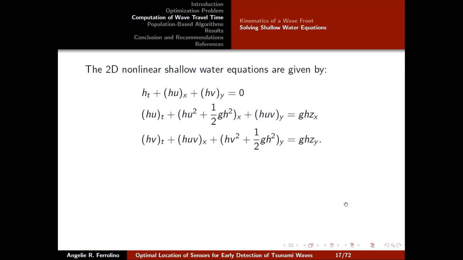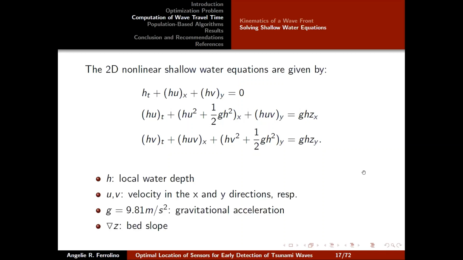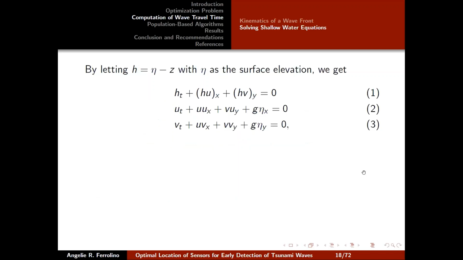So here are the 2D nonlinear shallow water equations. We have here H as the local water depth. U and V are the velocities in the x and y directions respectively. G is the gravitational acceleration, and the gradient of Z is the bed slope. An equivalent form of these shallow water equations is this, which is derived by letting H equal eta minus Z, with eta as the surface elevation.